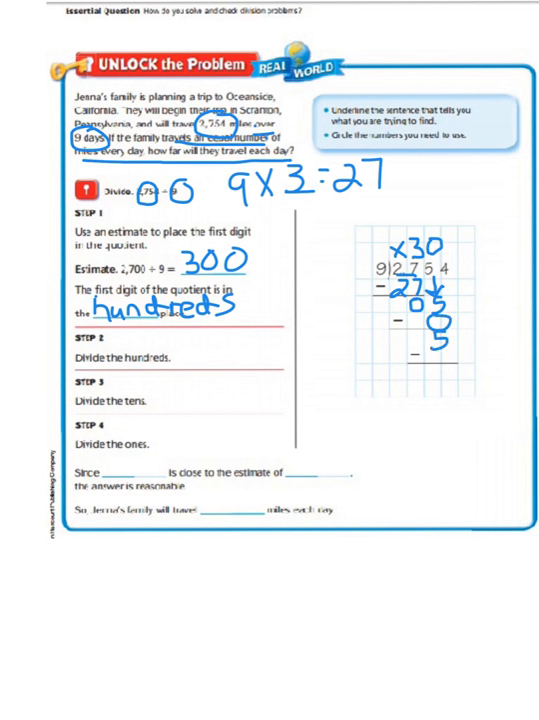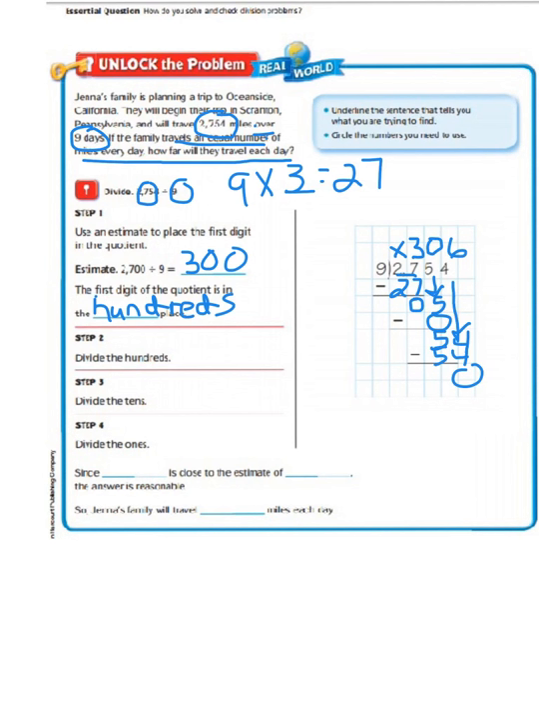Then it says our next step is to divide the ones. Well, in order to divide the ones, we will need to bring our ones down beside our 5 to give us 54. Now we know that 54 divided by 9 gives us 6. 6 times 9 is 54, and 54 minus 54 is 0.